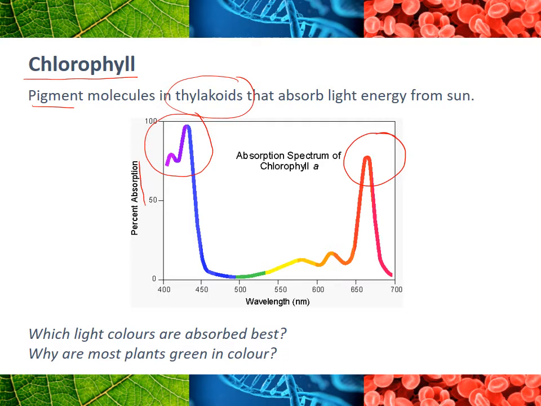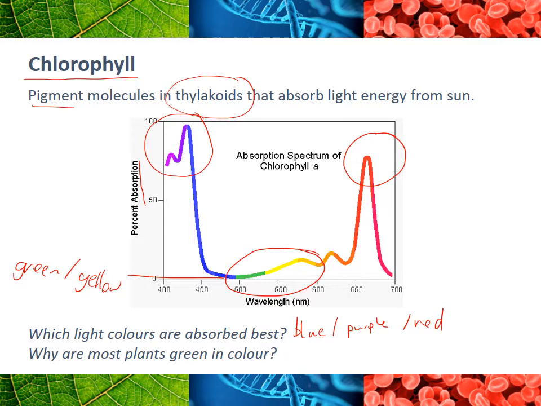Up here, the blue and the purple lights, and over here, the red light are absorbed best. The light spectrum that's not absorbed very well is the green and the yellow. And that's precisely why most plants look green or yellow to us, because when the green and yellow light is reflected off that plant, it's not absorbed, and that is what we see. Okay, so blue, purple, red are absorbed best, and plants are green because the green light is reflected. It's not absorbed well. Questions have come up in the exam before that would ask what colour light is absorbed best by chlorophyll.